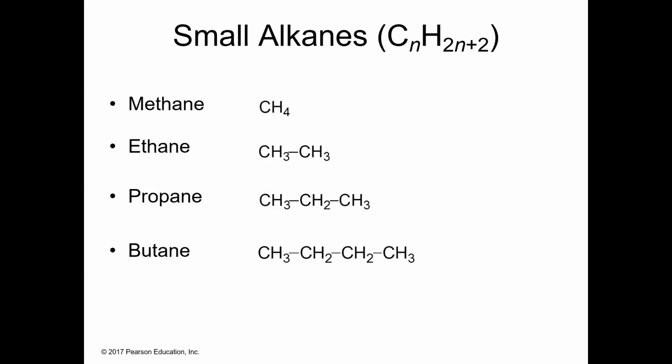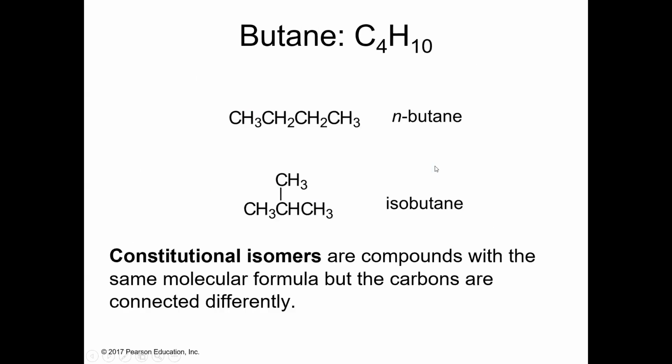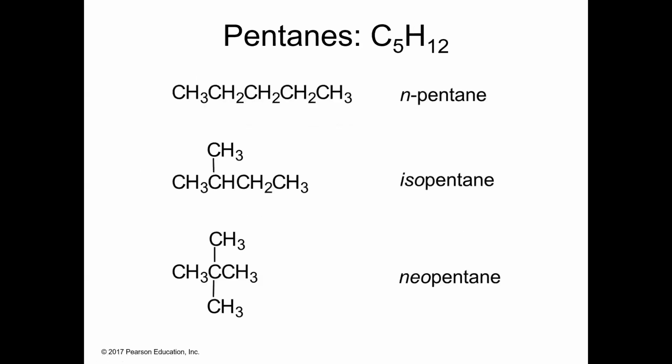Okay, these are the first 4 alkanes: methane, ethane, propane, and butane. I'm going to require that you know the names of the first 10 through decane. These are examples of constitutional isomers, where we change the carbon skeleton. These are the constitutional isomers of C5H12.